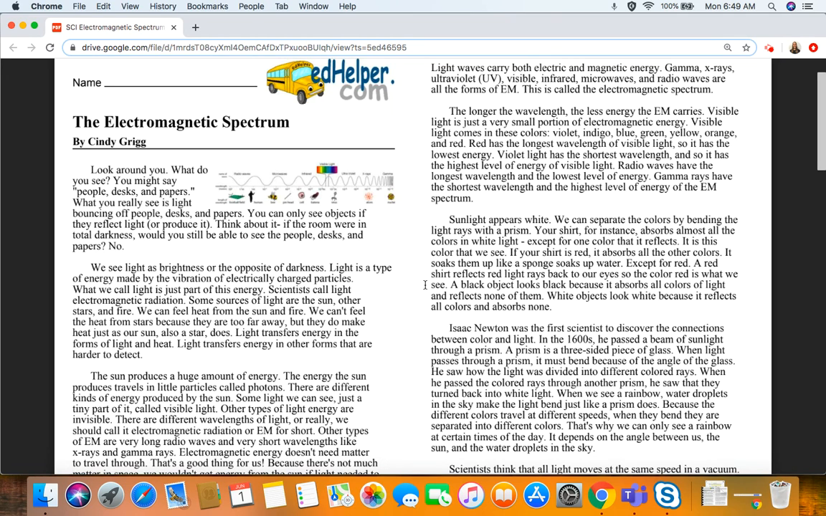A black object looks black because it absorbs all colors of light and reflects none of them. White objects look white because they reflect all colors and absorb none.